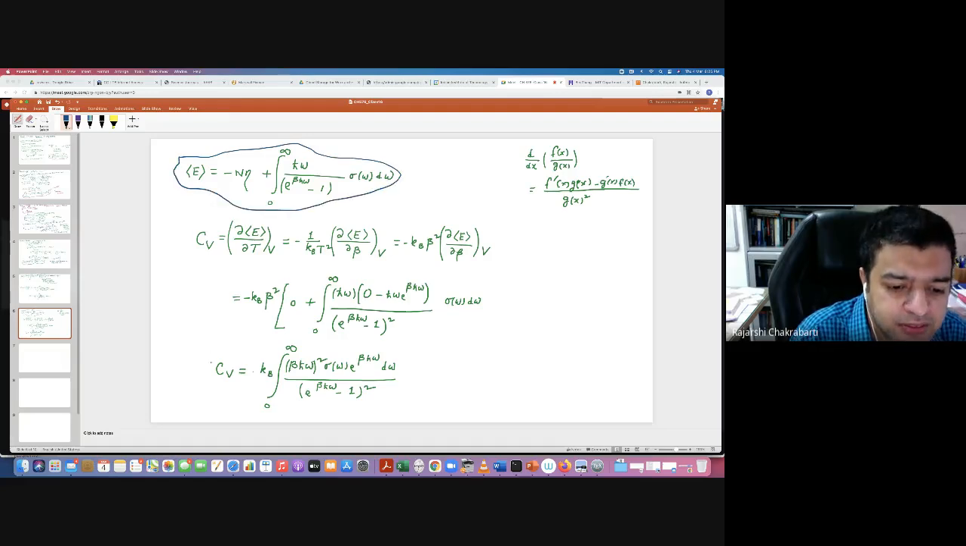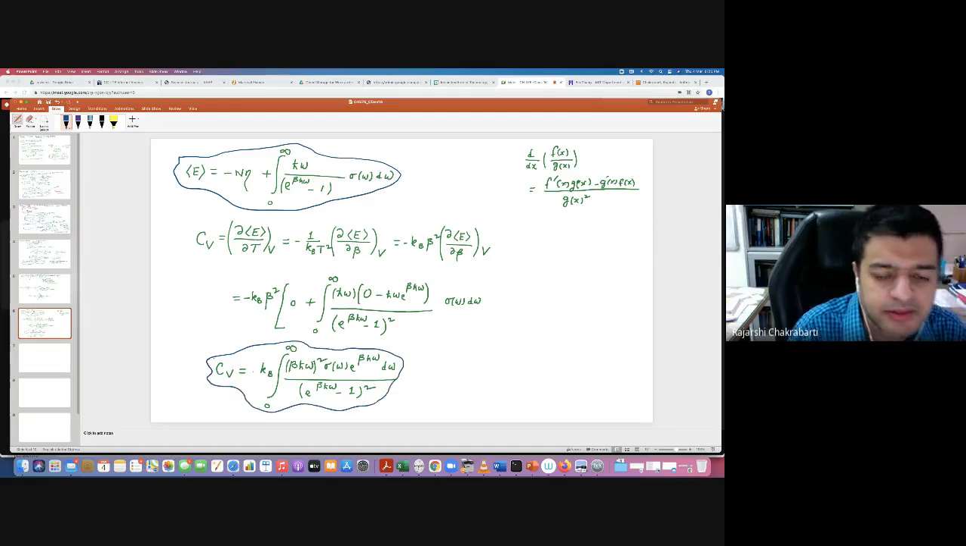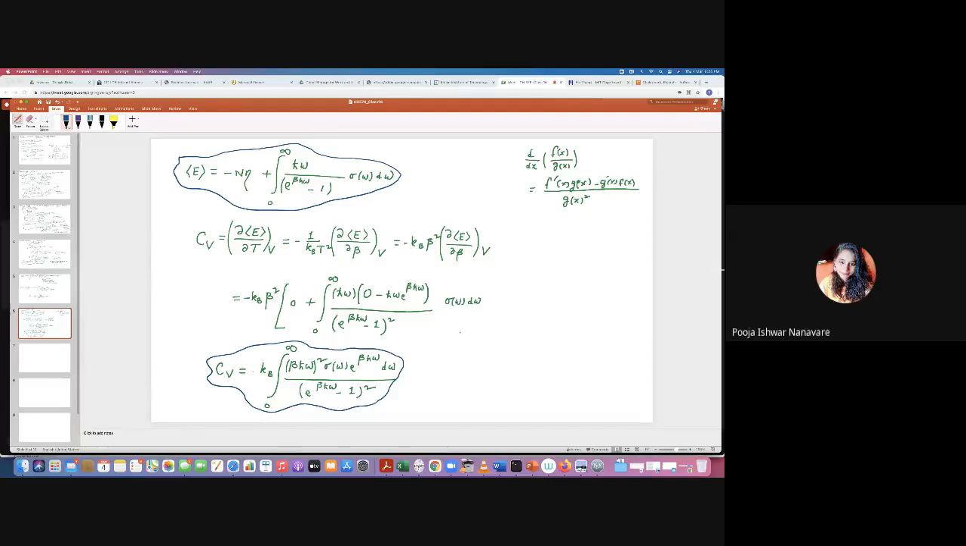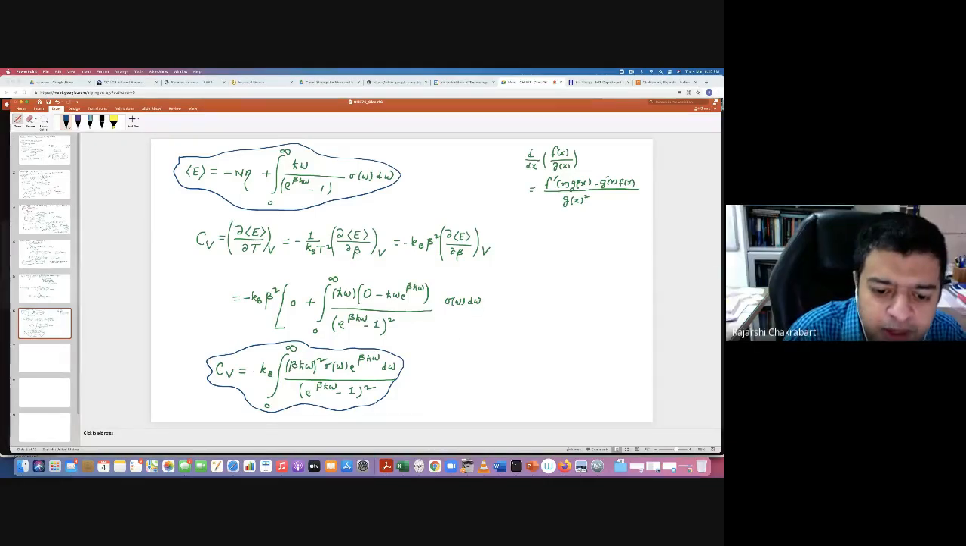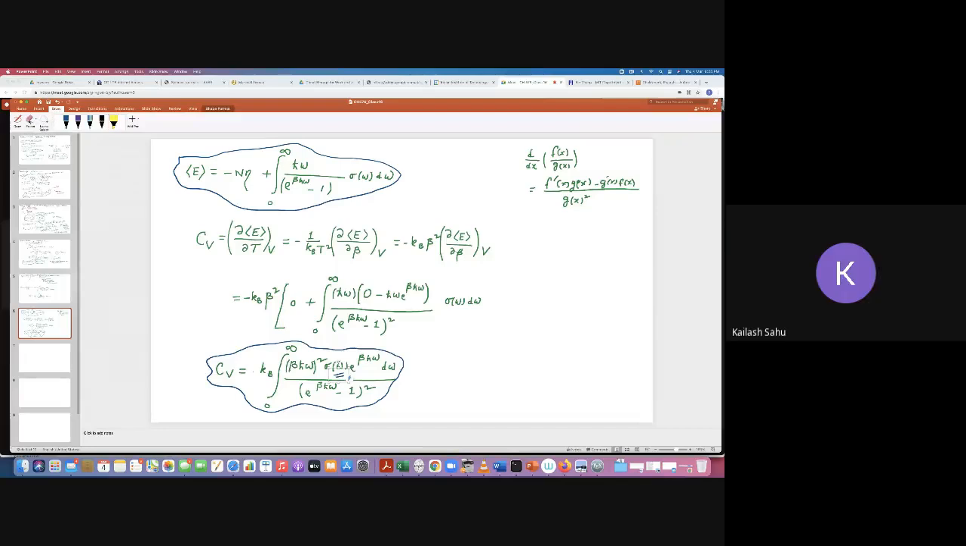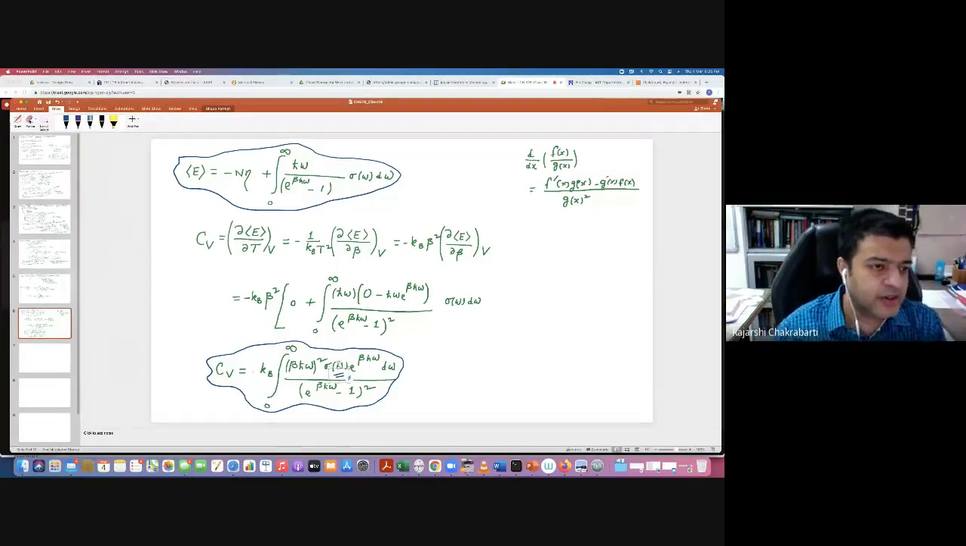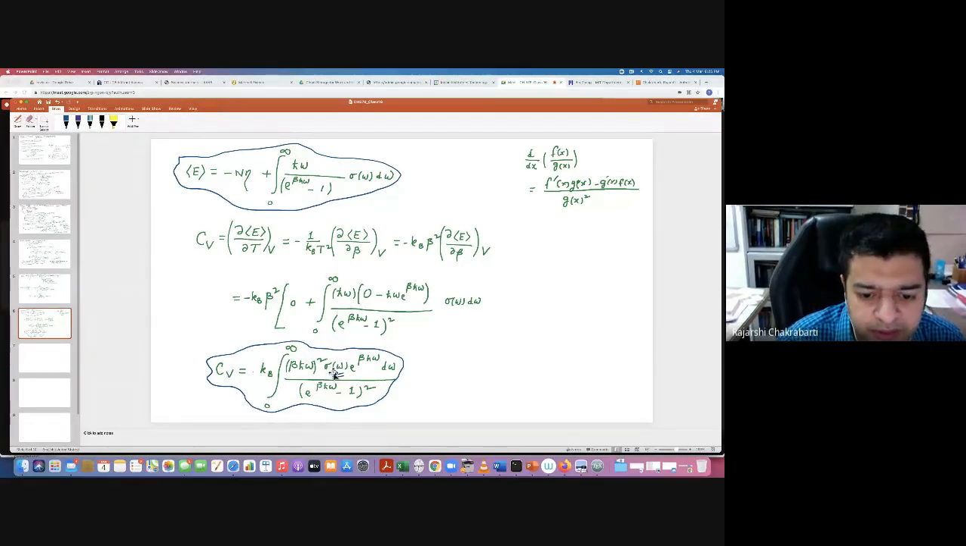What do you need here? Density of states. So once we know sigma omega, then I should be able to calculate heat capacity, internal energy, all these things, no?